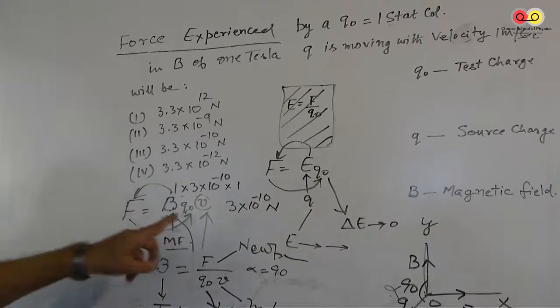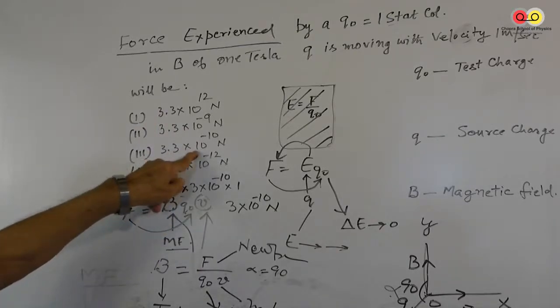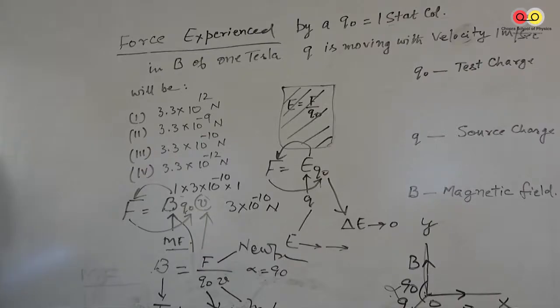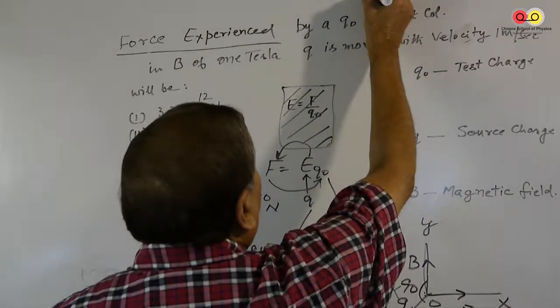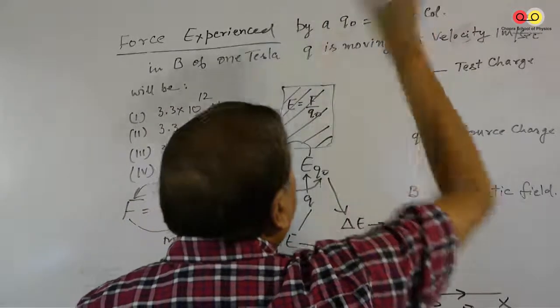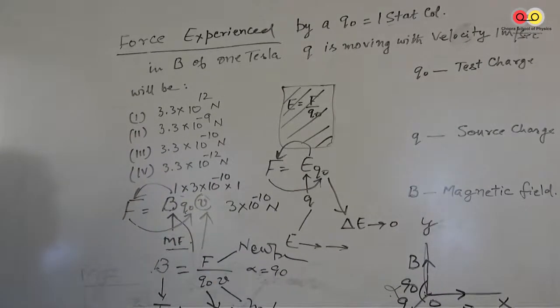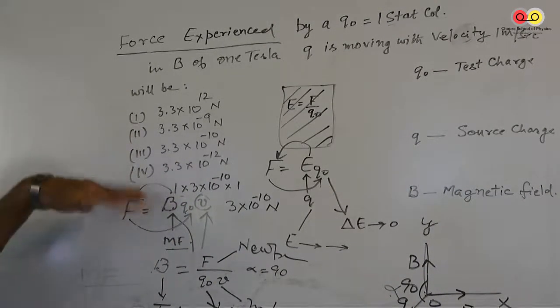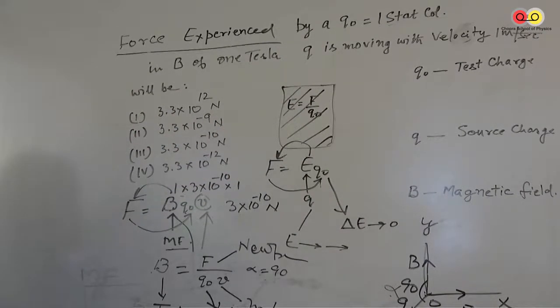Is there any option of this pattern? This is the nearest option: 3.3 into 10 to the power minus 10 newtons. If you take it exactly, it should be 3.3 into 10 to the power minus 10. So I hope this calculation is clear to you. So this is how we have applied it, that is the force experienced by the test charge.